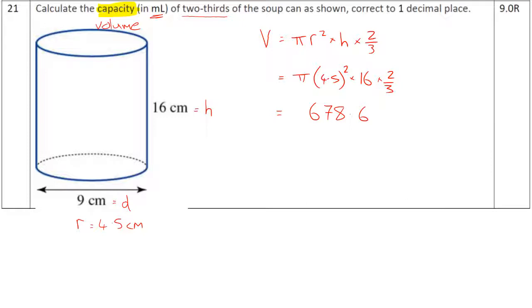678.6. Now you could write cubic centimeters here because we're starting off with centimeters as our unit of height and width and all that sort of stuff, and you've just got to remember that that is the same as 678.6 milliliters. So 1 cubic centimeter is 1 milliliter.